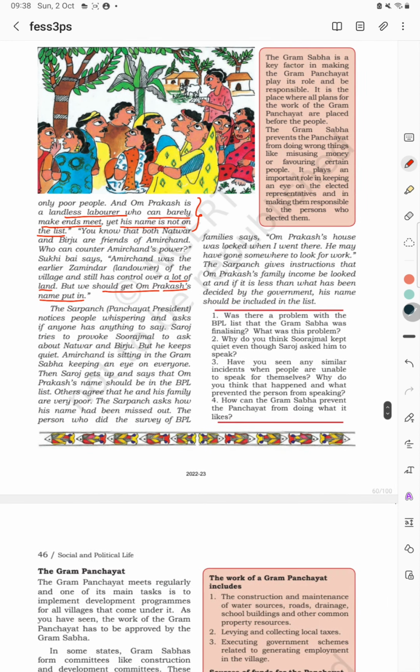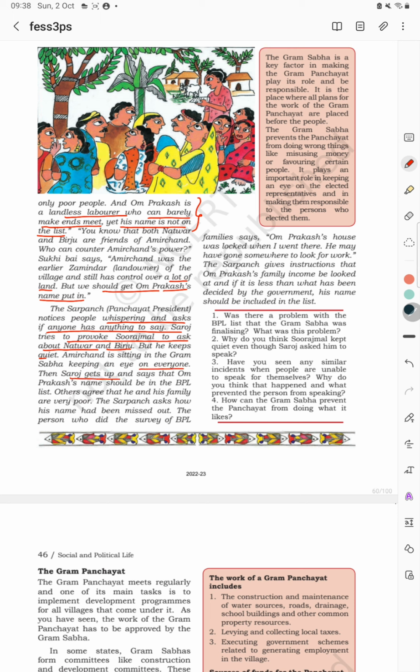The Sarpanch, Panchayat President, notices people whispering and asks if anyone has anything to say. Basically, the President or the Sarpanch asks people if they have anything to say on any subject. So Saroj tries to provoke Surajmal to ask about Natwar and Birju, but he keeps quiet. Amir Chand is sitting in the Gram Sabha keeping an eye on everyone.